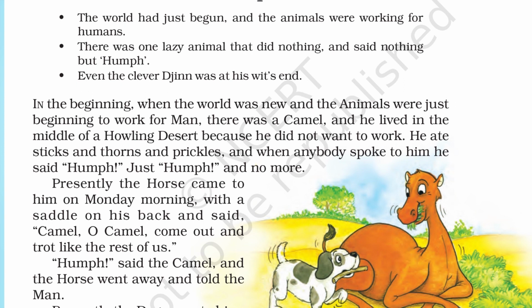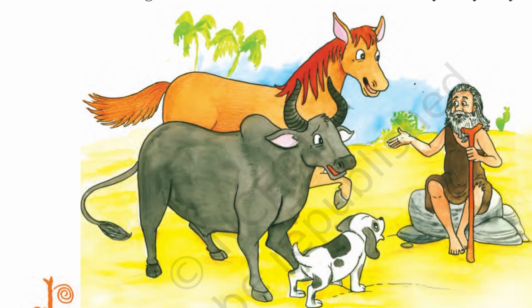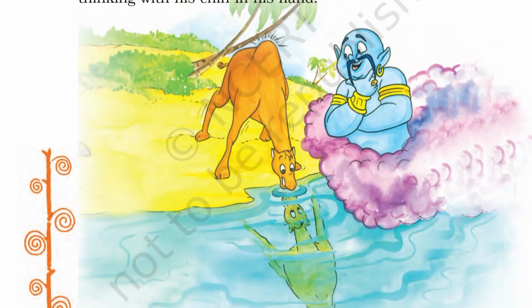If you mark the beginning of the text, it clearly tells us that it was a time when man was just beginning to learn the art of domesticating animals. So here, the author tries to introduce us to various animals, that is the ox, the dog and the horse, along with the camel.